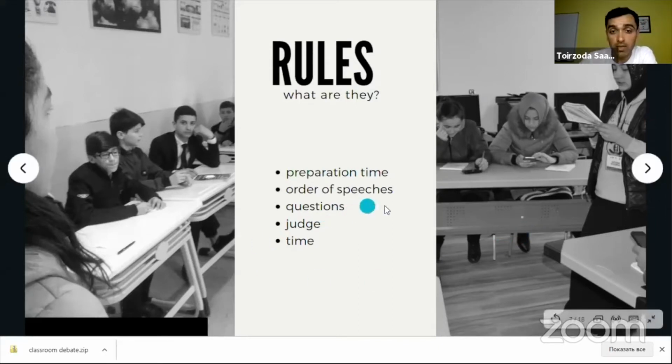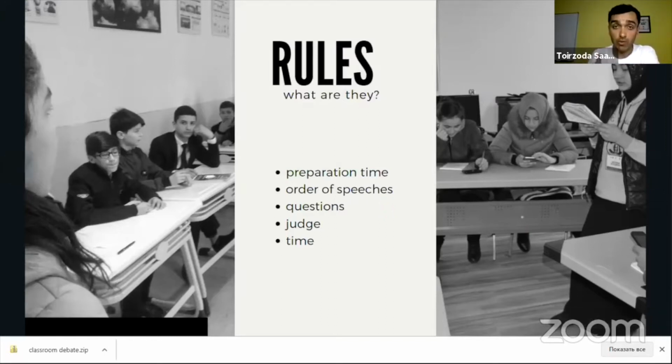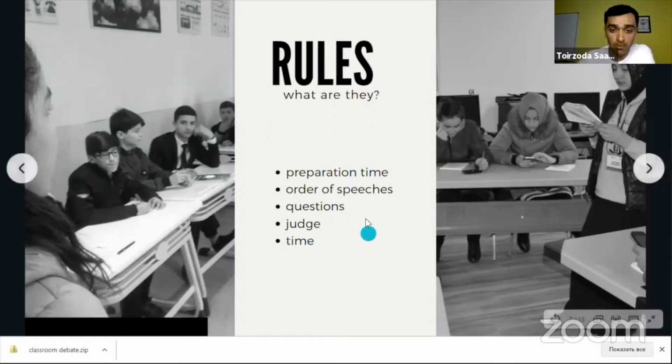The next rule is the order of the speeches. Every speaker has an order. The first speaker stands up and says his arguments, then the opponent, then the next, and so on. So everyone has an order. Every speaker has their own time and their own order when to speak.